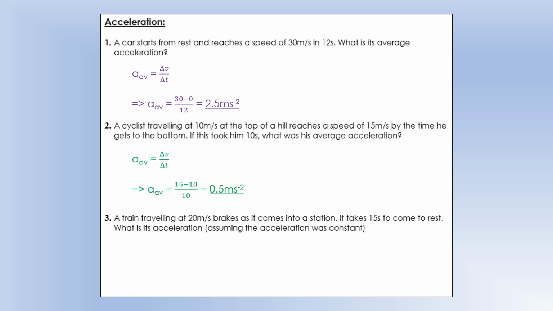So if acceleration is constant, acceleration and average acceleration are the same number. So we can actually use this equation still. The difference is the final velocity is 0, the initial speed is 20, so we're going to get a negative number when we do this. We're going to get an acceleration of minus 1.3 meters per second squared, or a deceleration of 1.3 meters per second squared if you like.